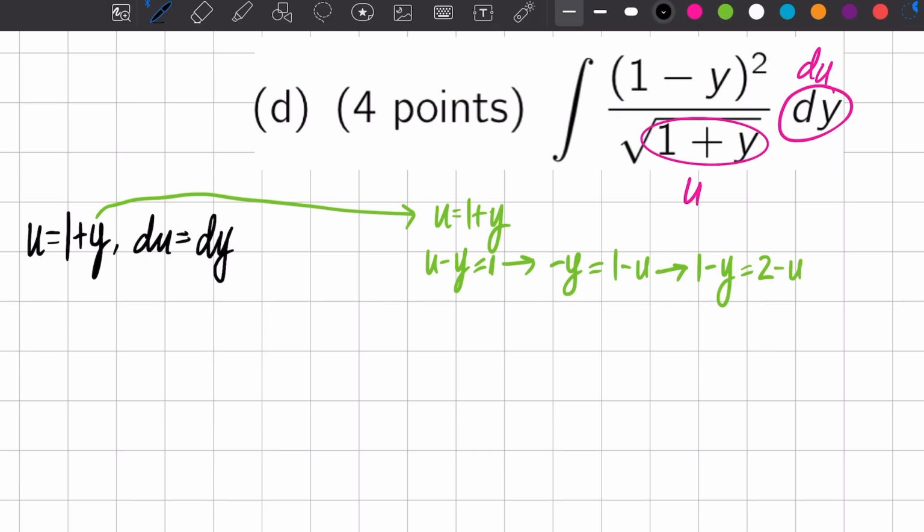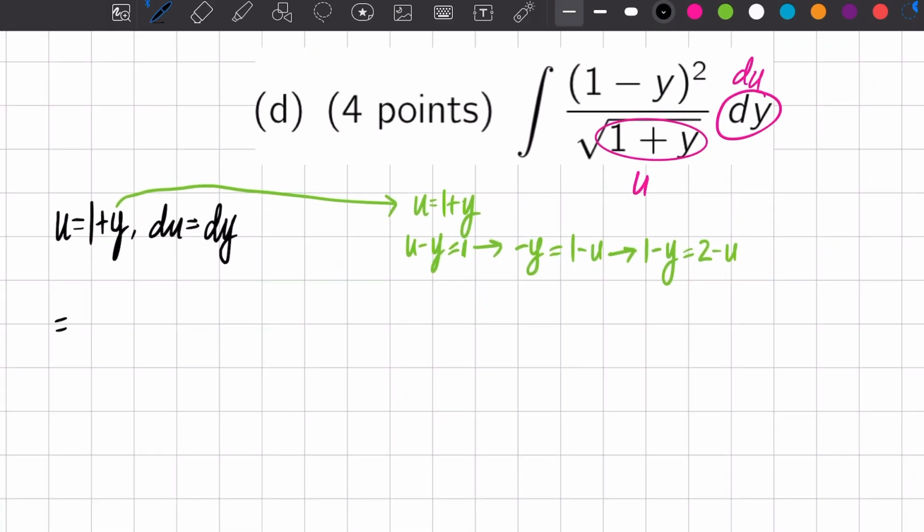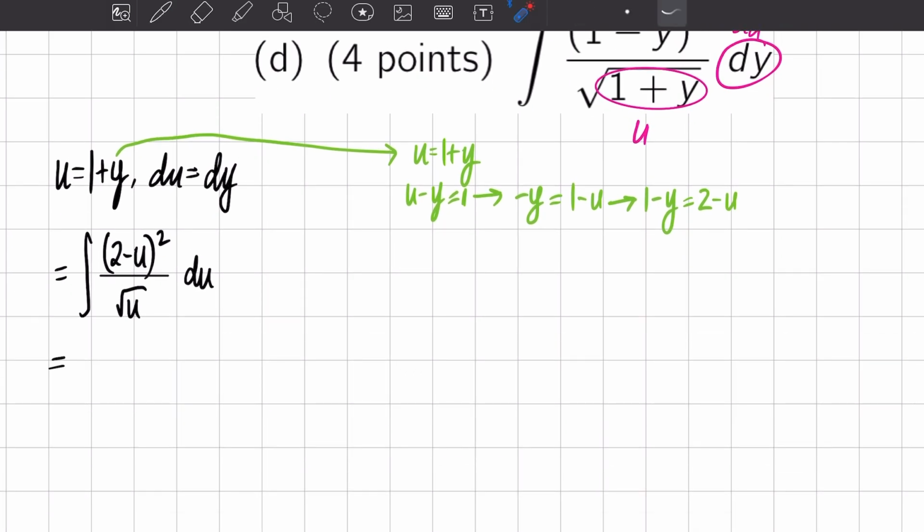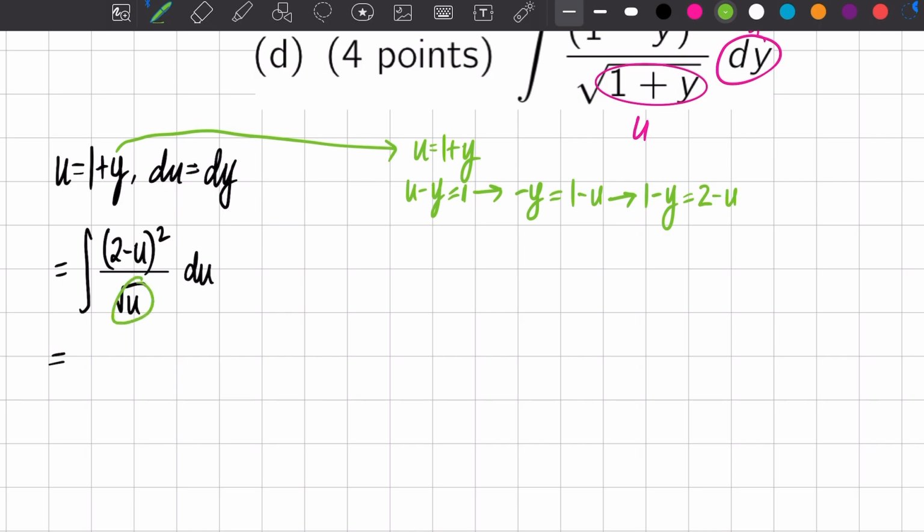So we'll get here the integral of 1 minus y becomes 2 minus u. So you have 2 minus u squared. Then dy becomes du. And the square root of 1 plus y becomes square root of u. So that's all over square root of u. And luckily, this is a lot better since square root of u is just equal to u raised to 1 half. And this one above is something that is easy to expand. So let's expand this one first.